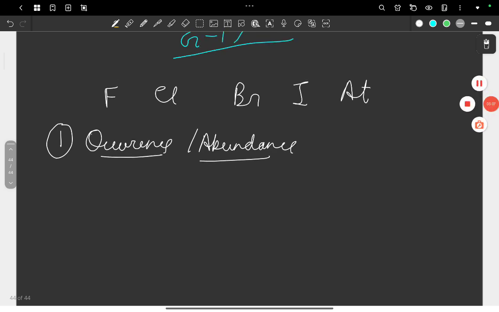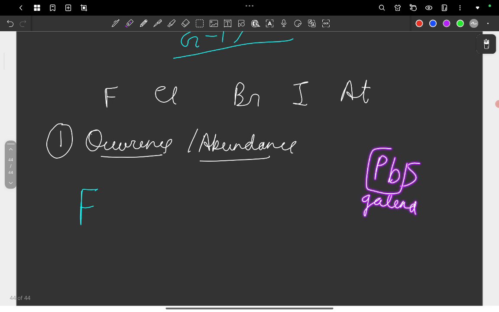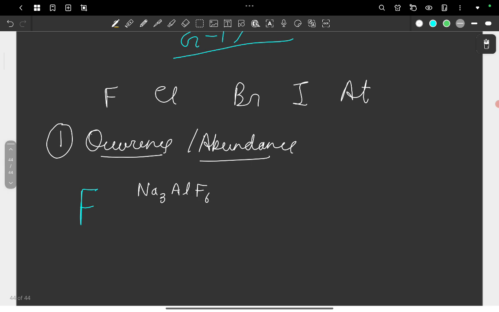So basically, if we talk about fluorine first, remember in the last lecture I told you how PbS, galena, is an ore for both lead and sulfur. So similarly, in group 13 we studied about Na3AlF6, which is cryolite. Now in group 13 we studied this as an ore for aluminium, but it is also an ore for fluorine now that we are studying group 17 elements. So I want you to remember this again.